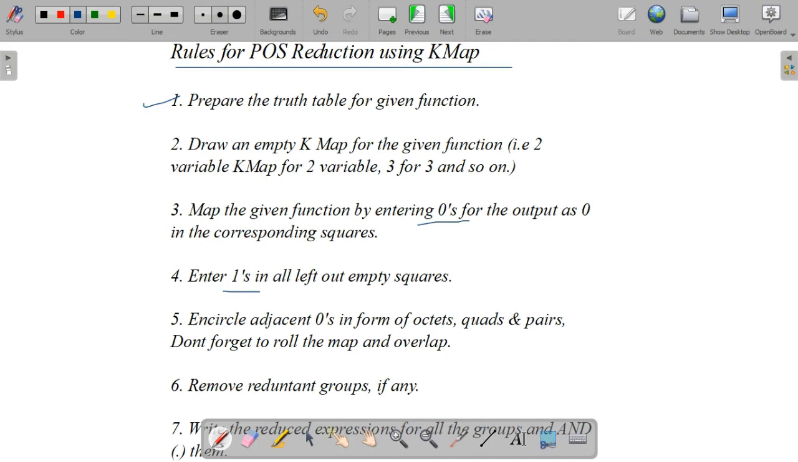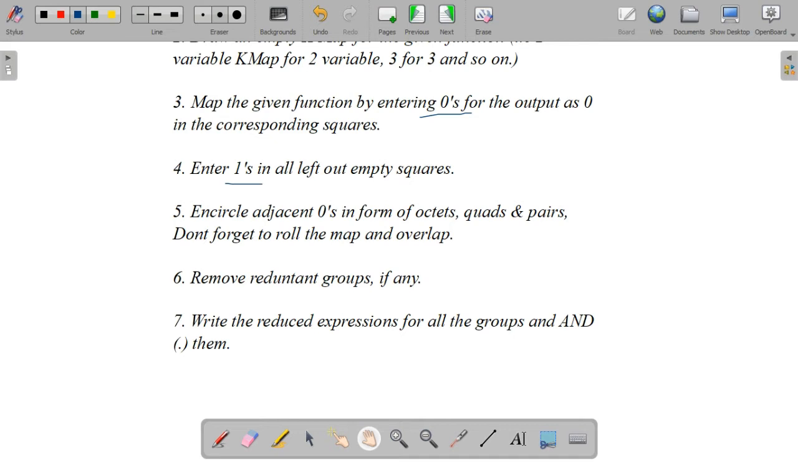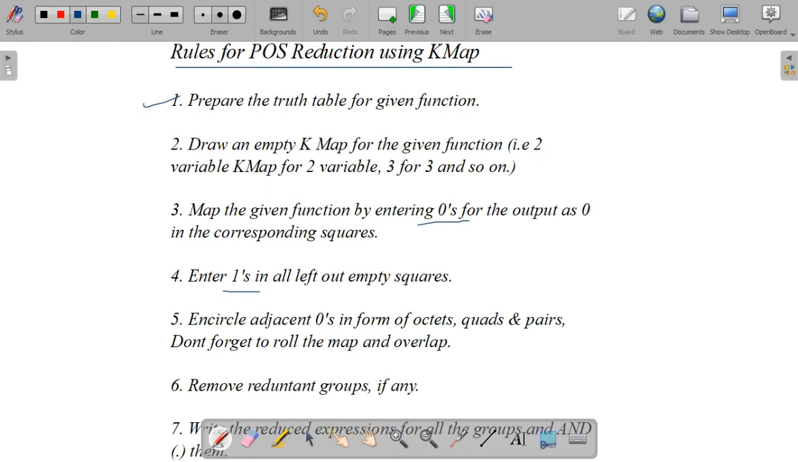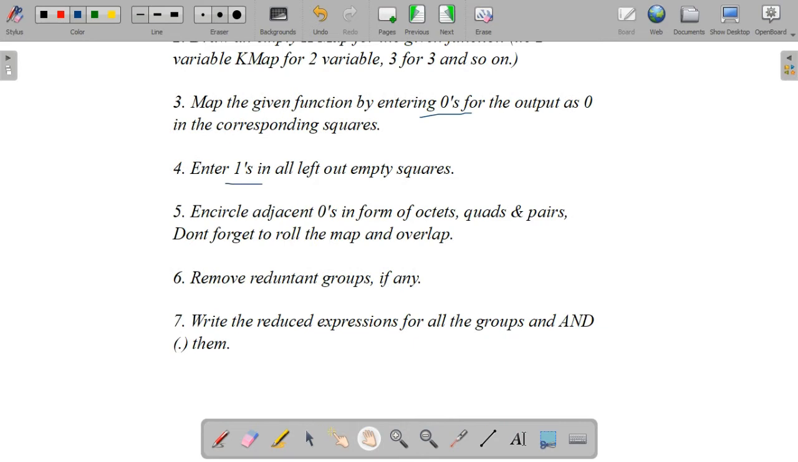Map the given function by entering zeros for the output. In SOP we enter 1s. In POS we enter zeros for the output as 0 in the corresponding squares. Then the left out empty squares we fill with 1 in the case of POS. Then encircle adjacent zeros in the form of octets, quads and pairs, and don't forget to roll the map and overlap the groups. Next, remove the redundant groups. If any redundant groups are there, we should remove them. Then the last point: write the reduced expression for all the groups and AND them.